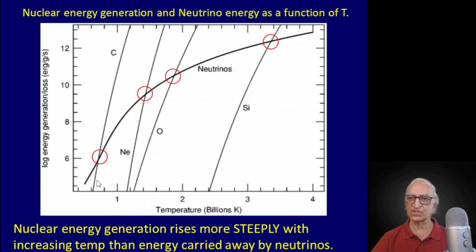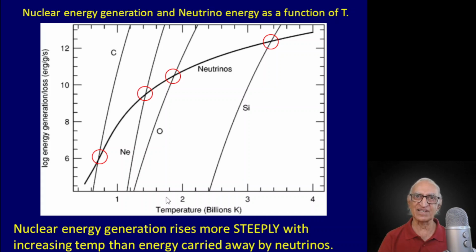Now there are two sets of lines there. This curved line is the neutrino production rate as a function of temperature. So as the temperature of the core increases in the later and later phases of the nuclear cycles, more and more neutrinos are produced. So it's all the more surprising why these neutrinos don't cool the core and bring down radiation pressure.